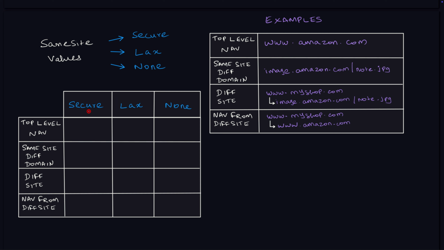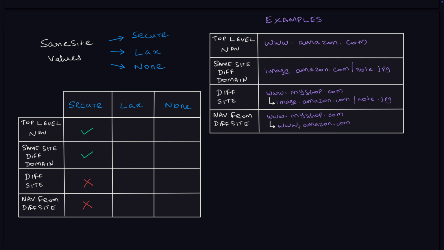Here the SameSite value is set to strict. When the SameSite value is set to strict, and the user visits that page directly by typing the URL, which is the top level navigation, any stored cookies will be sent. Also if it is same site, different domain, in this case we have an image URL within the amazon.com site and they have the same site, we'll send the cookie. But for the different site scenario, we will not send the cookie. And also when the user navigates from another site, we won't send the cookie.